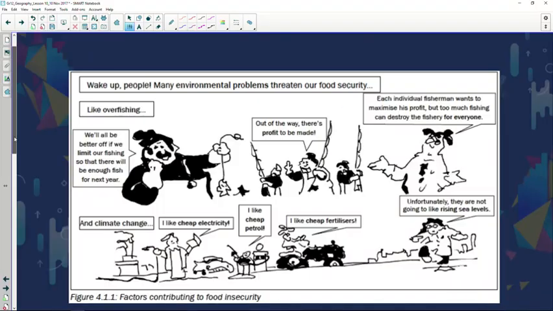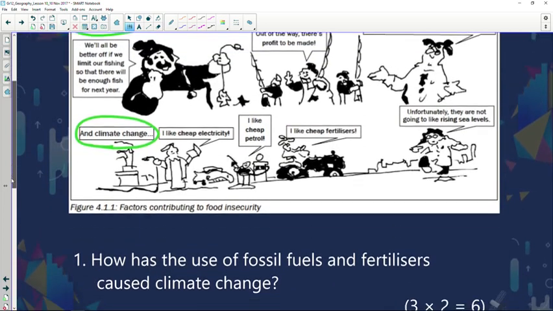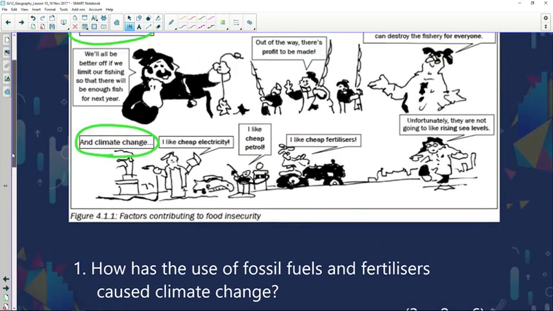Now, there's another activity, and this is regarding the impact that these primary activities have on us. Now, I want you to pay attention to food security over here. And if you look at, for instance, overfishing, and if you look at climate change, I want to concentrate on those 3 words over there. And let's just quickly look at this question. How does the use of fossil fuels and fertilizers cause climate change?